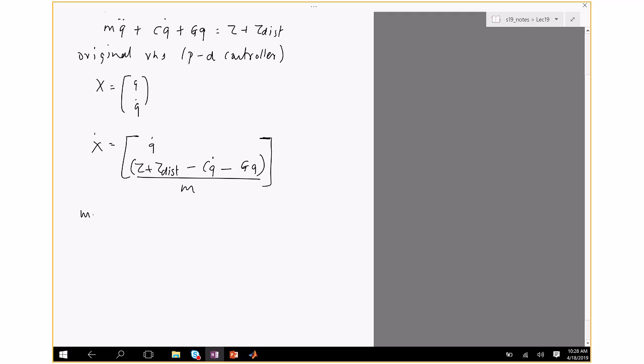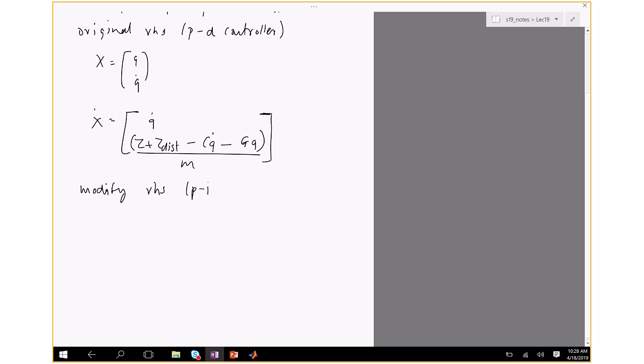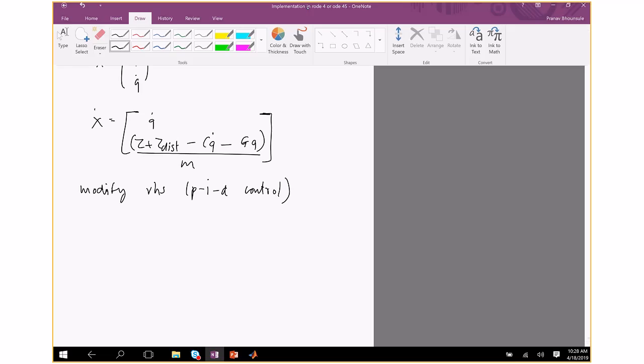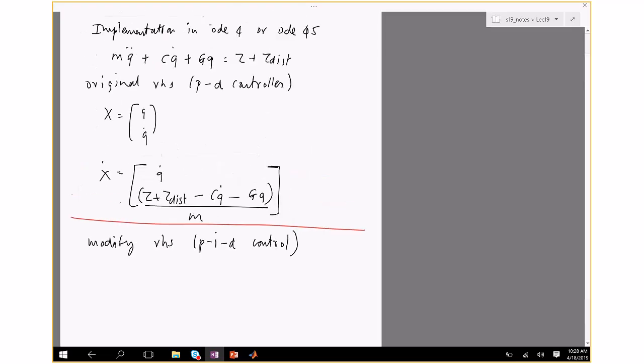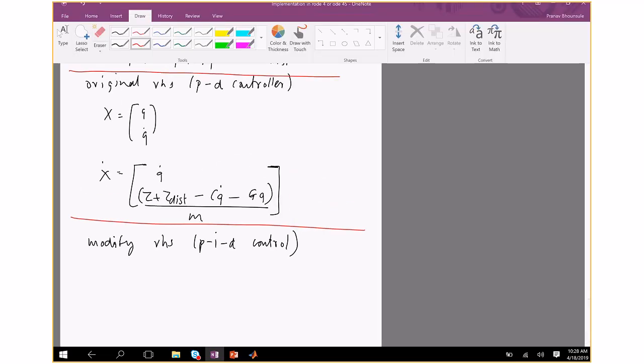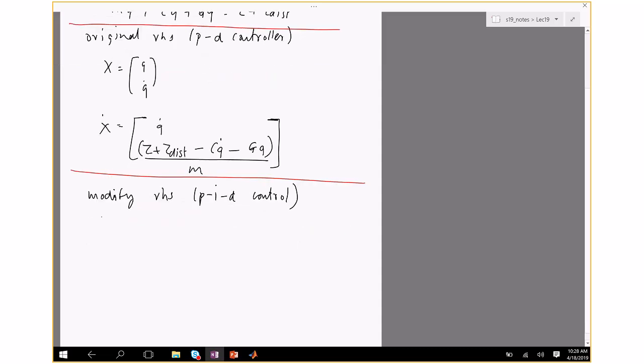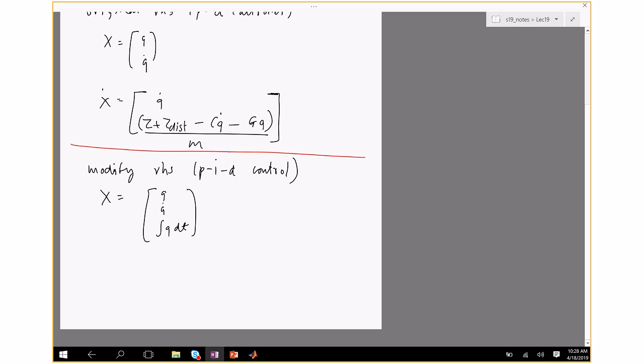Now we'll modify the RHS to include the new state for PID control. So the new state x is q, q dot, and this is the trick. You basically have a third state which is integral q dt. Okay, it is a fictitious state. You just define this so that you can implement the PID controller.